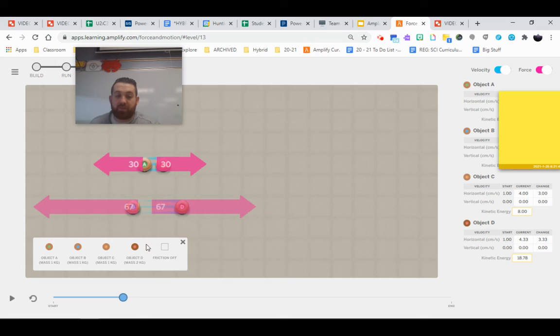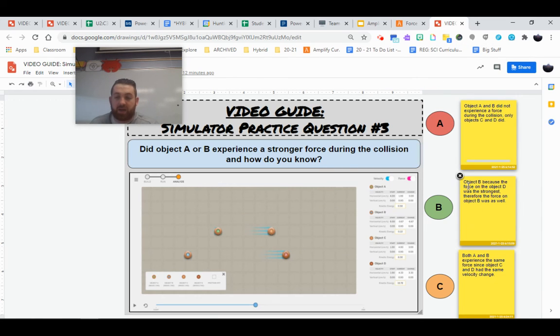The difference being the masses are a big factor here, folks, because object D had a larger mass than object C. It's going to require more force to get that similar velocity change. So even though it's a collision, we need a larger force to move a larger object. When we look at our answers here, the only logical answer is B. Object B, because D experienced the largest force. In order for D to change velocity the same amount as C, it needs a larger force because it has a larger mass during that collision. So B is the only option.